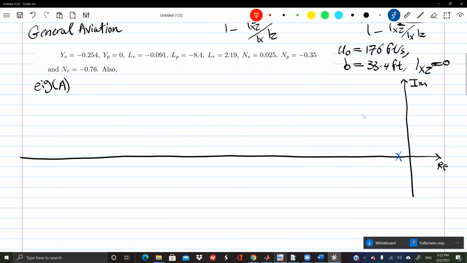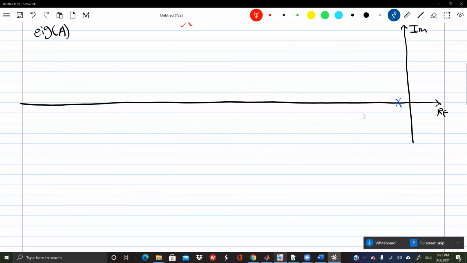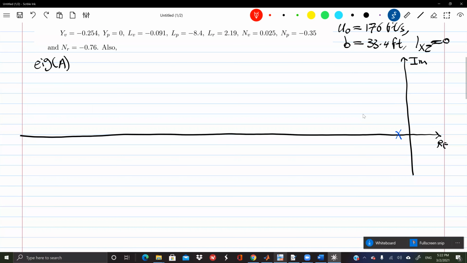Another couple here, and again, this is not to scale. So the blue eigenvalue was at negative 0.0098, very close to the imaginary axis, but it's stable in this particular airplane. For some other airplanes, it may cross the imaginary axis. It's still real, but it's still very close to the imaginary axis.